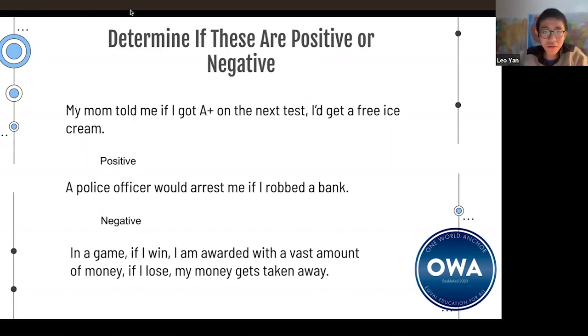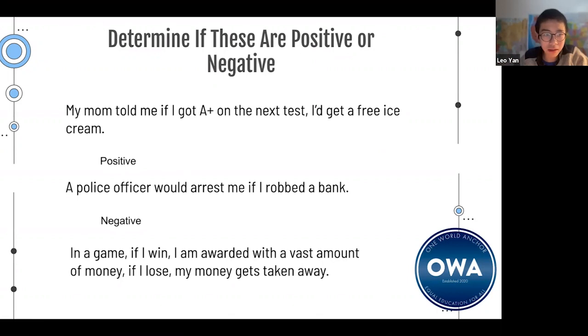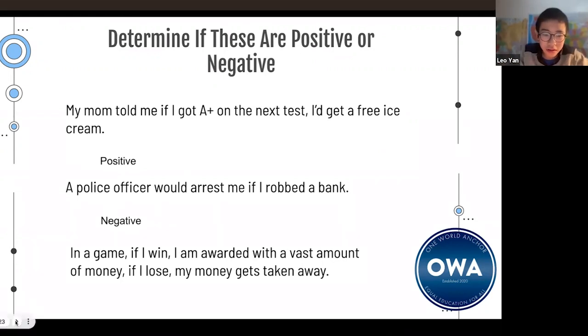And now let's go on to the final example. In a game, if I win, I'm awarded with a vast amount of money. If I lose, my money gets taken away. Is this a negative or is this a positive incentive? So it was actually a trick question. This is actually both, because depending on the way that you behave, you could be faced with both kinds of behaviors.